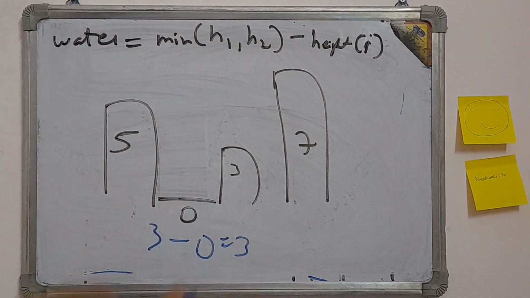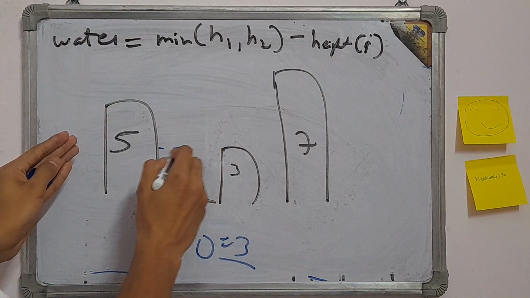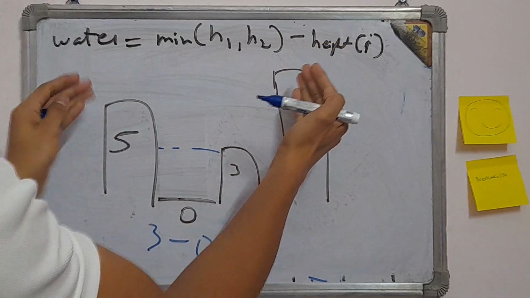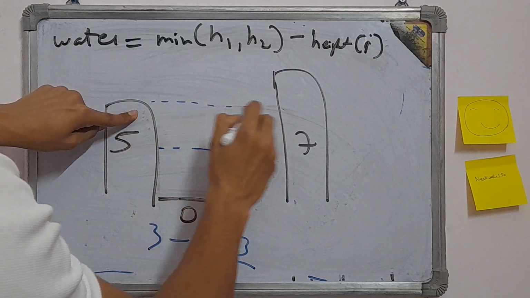We got 3. Okay. This is right? No, this is not right. Because in this case, we don't take water to this point because there is a wall. We can consider these walls. If we consider these 2 walls, then water can be up to this point, which is obviously true.